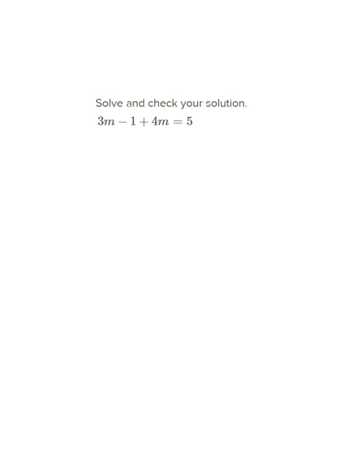Okay, here's our next example. The directions say solve and check your solution. We have 3m minus 1 plus 4m equals 5. This problem is a little bit different than the other ones that we've done so far because you have some like terms on the same side of the equation.